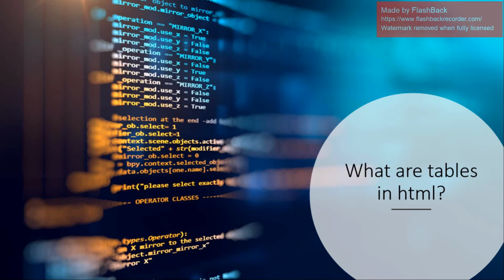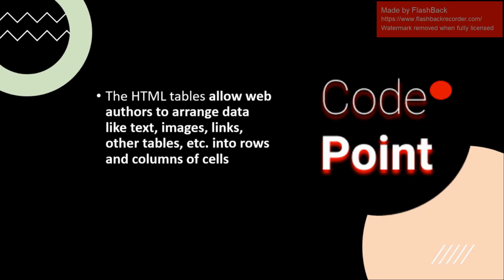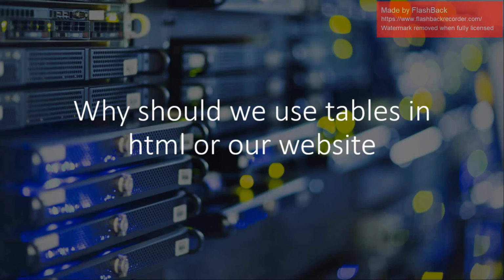First of all, what are tables in HTML? The HTML tables allow web authors to arrange data like text, images, links, other tables, etc. into rows and columns of cells. So what does that mean? It means that the tables actually make your images arranged in columns and rows. So it actually allows them to arrange your images, links, or text in columns and rows. So yeah, that's what we use them for.